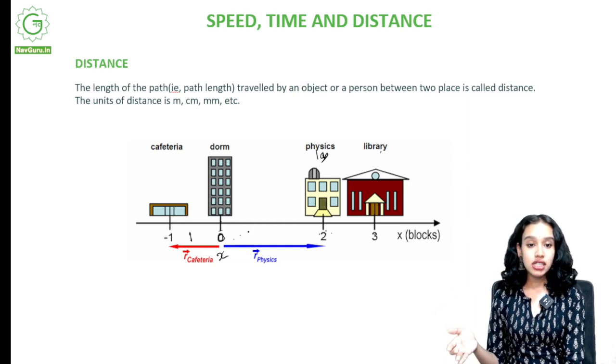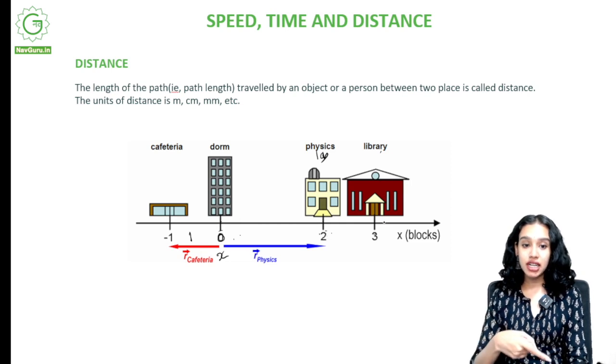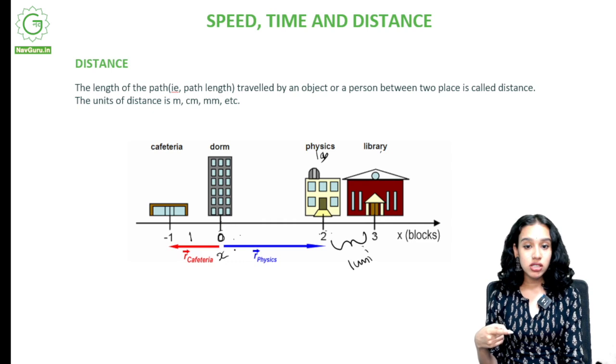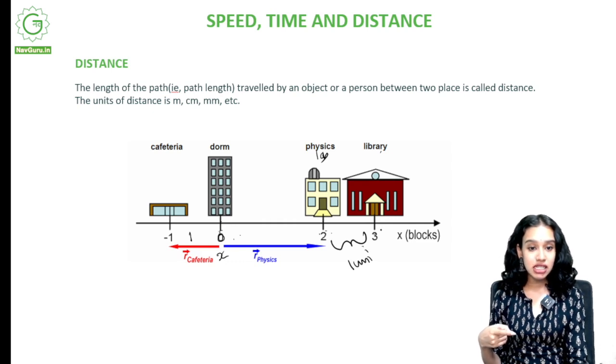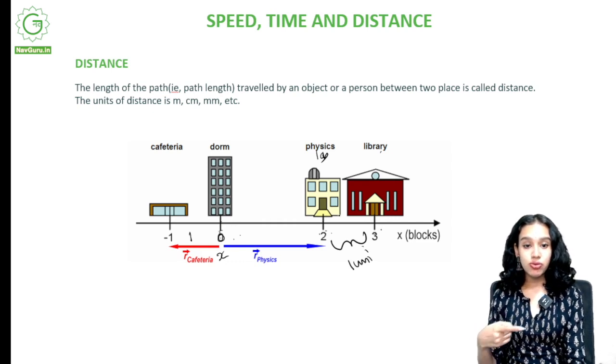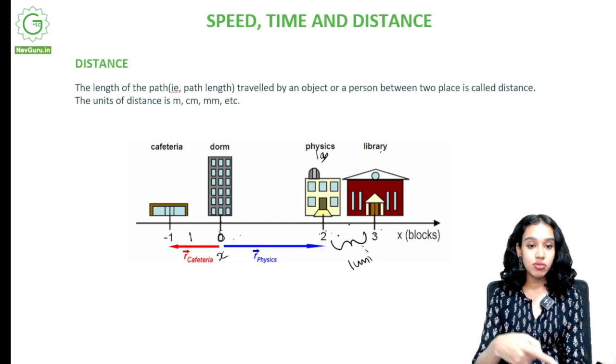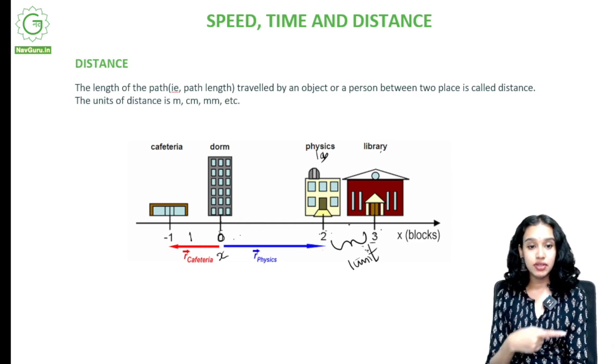So what is the distance between the physics lab and the library? It's basically 1 unit. How? Because from dorm to library, it's 3 units, and from dorm to physics lab, it's 2 units. We subtract them and we get 1 unit, right?